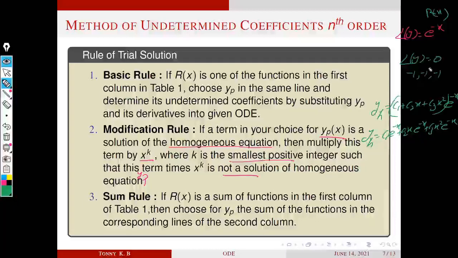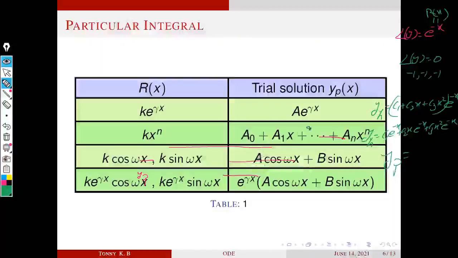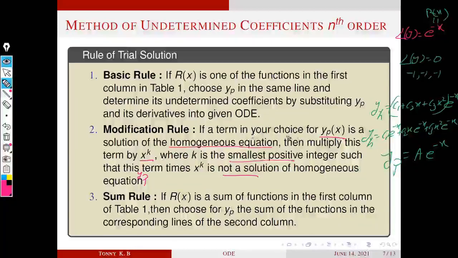So what is the trial solution corresponding to this R of x? What is our yp from the table? It is clear that from this table our trial solution yp is a e raised to gamma x, that means a e raised to minus x. This is the trial solution. Next we go to the modification rule. What is the modification rule?